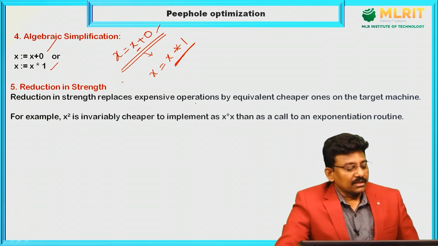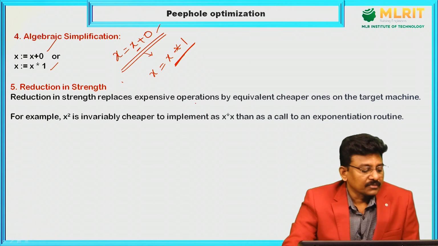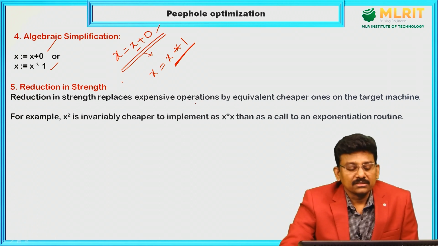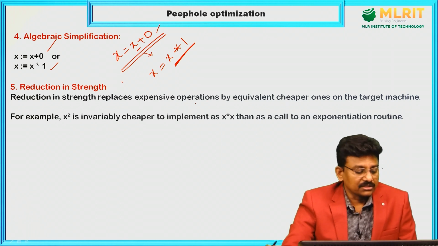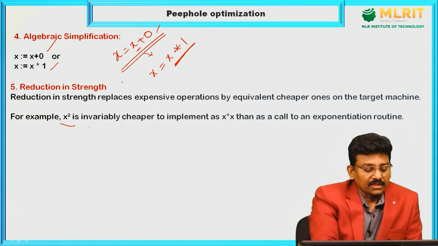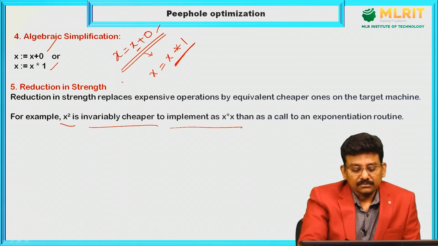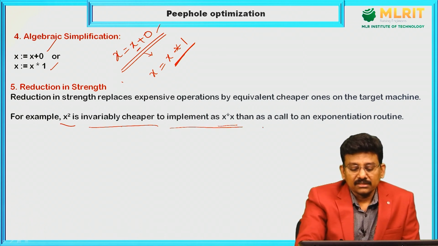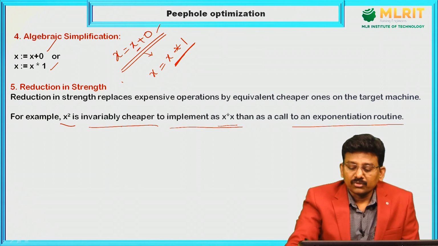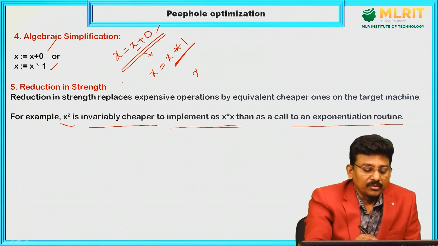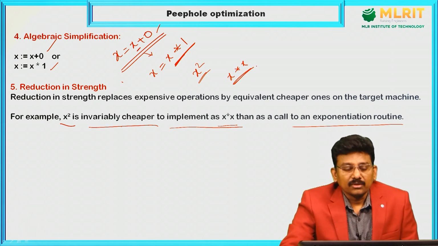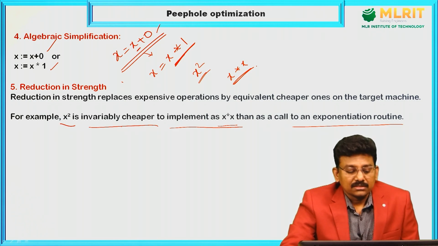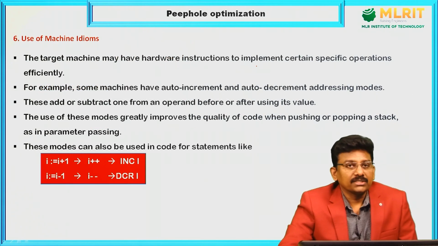Then reduction in strength. Reduction in strength replaces expensive operations by equivalent cheaper ones on the target machine. For example, x square is invariably cheaper to implement as x star x than as a call to an exponentiation routine. So implementing x square by a call is costlier. If you write x star x, it will take less time, so that the strength will be reduced. Next, use of machine idioms.